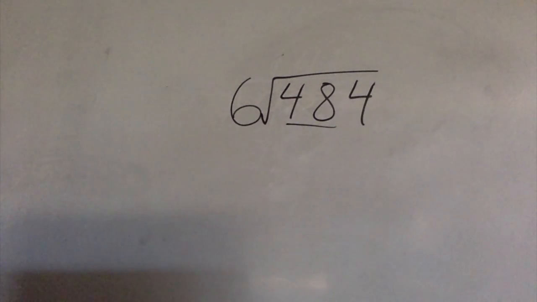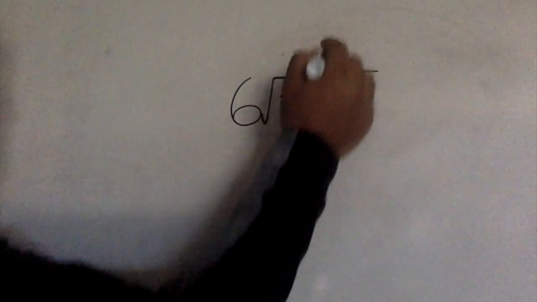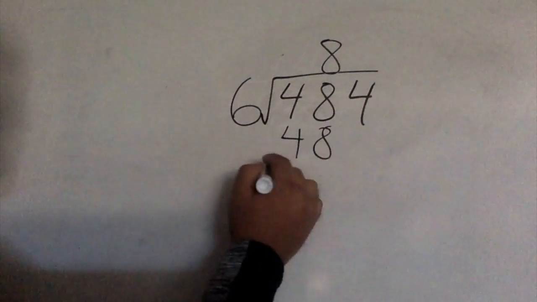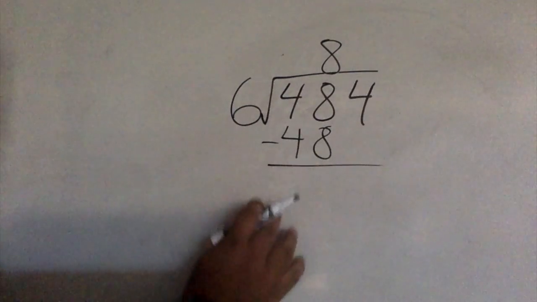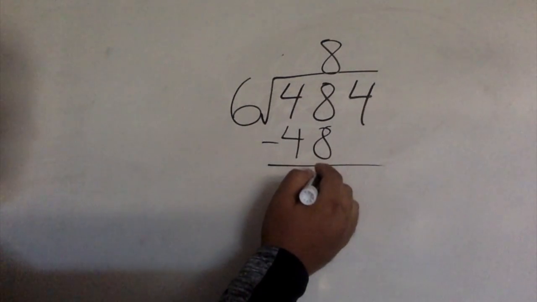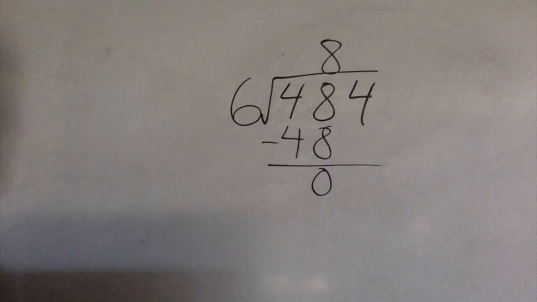6 times 1 is 6. 6 times 2 is 12. 6 times 3 is 18. 6 times 4 is 24. 6 times 5 is 30. 6 times 6 is 36. 6 times 7 is 42. 6 times 8 is 48. So we know that 6 times 8 is 48. Essentially what we did was we skipped one of the dropping numbers. Either way, we were going to end up with the same problem. Now we're just learning to be more efficient. 48 minus 48 equals 0.